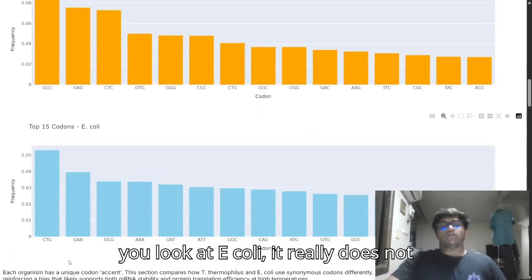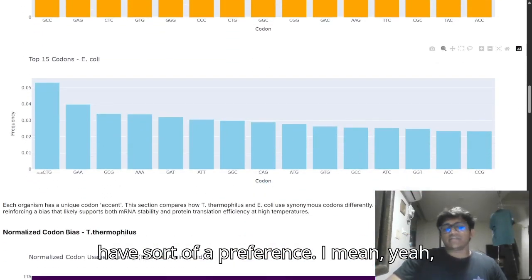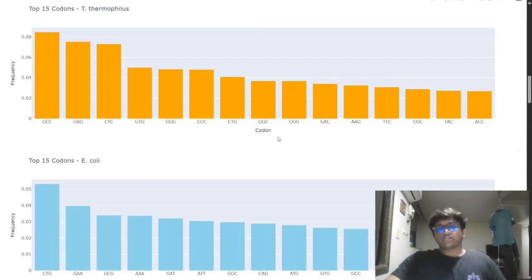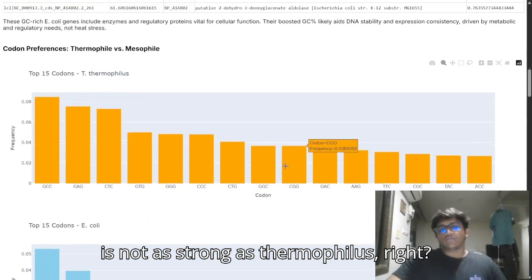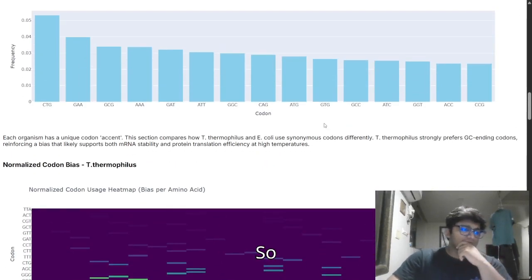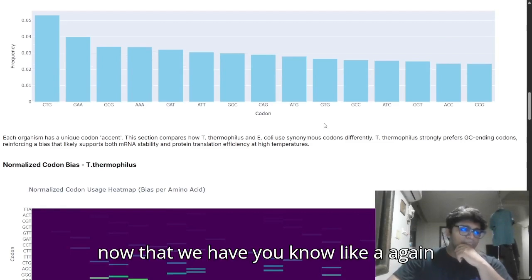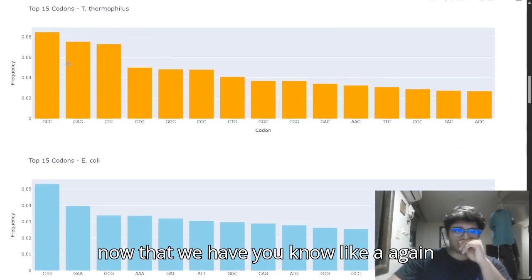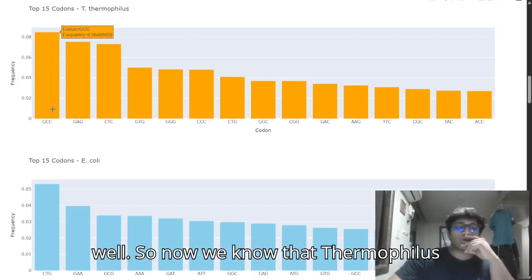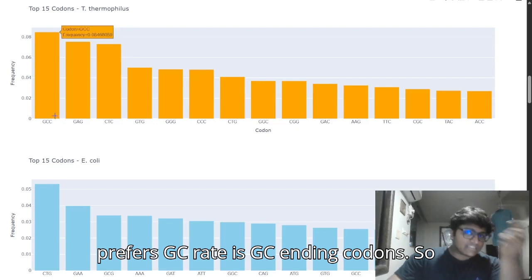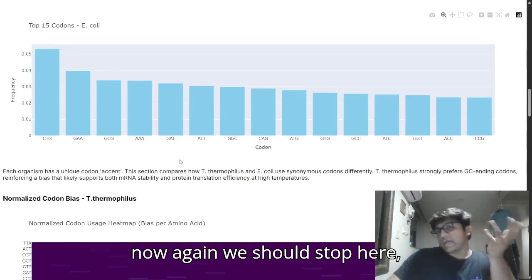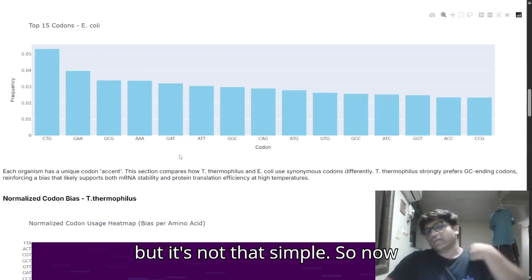But when you look at E. coli, it really doesn't have a preference. I mean, yeah, it does have most like CTG, but it's not as strong as Thermophilus, right? It's relaxed and balanced. So now we've dived deep into codon usage as well. Now we know that Thermophilus prefers GC ending codons. We should stop here, but again, it's not that simple.